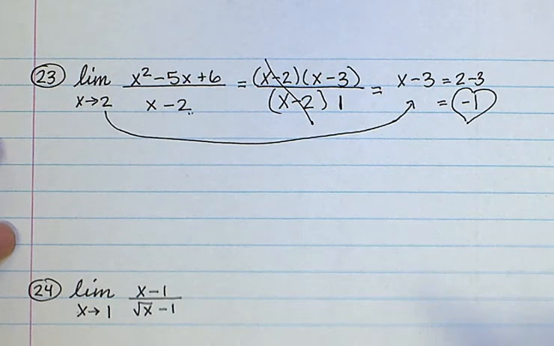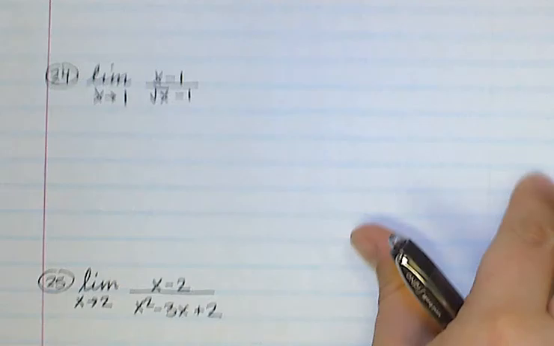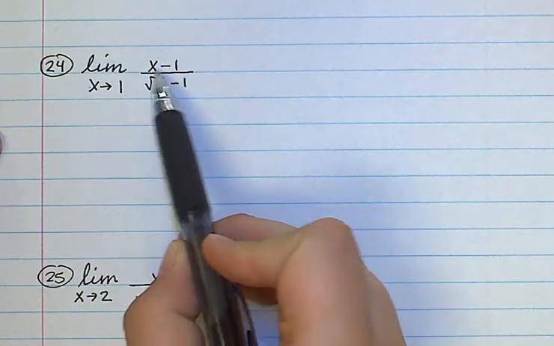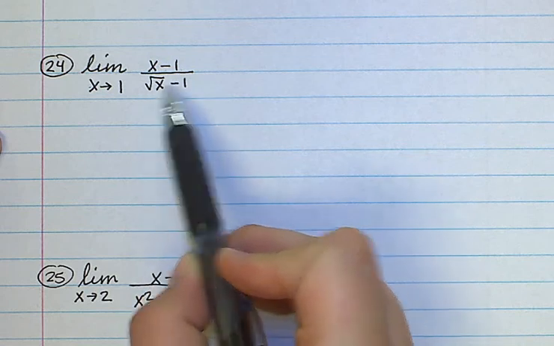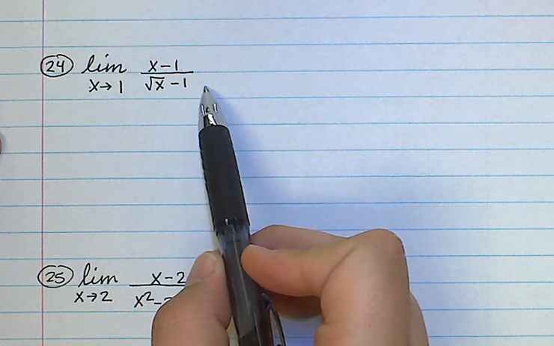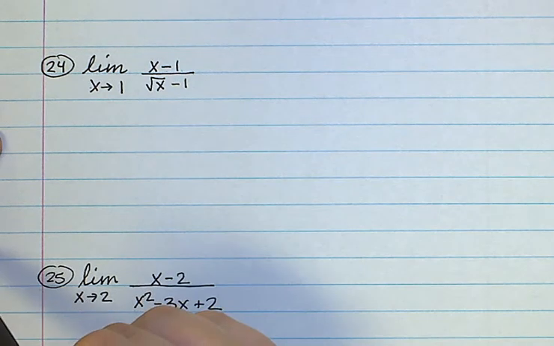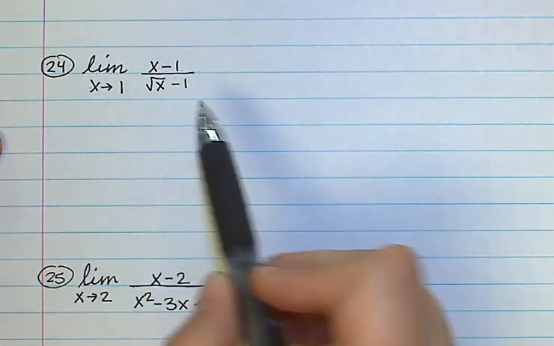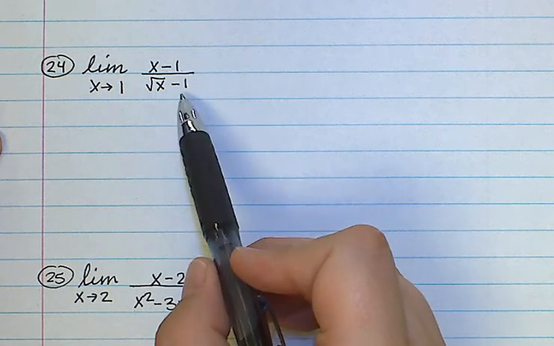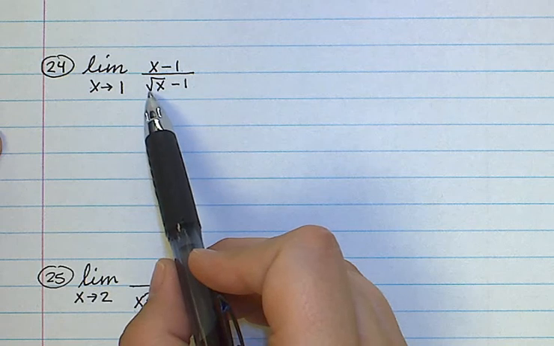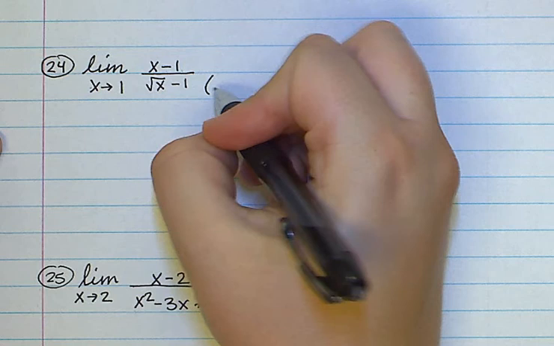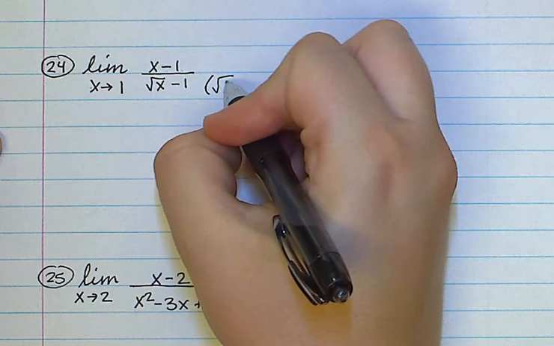Let's try number 24. So if I were to try direct substitution, I would have 1 minus 1 equals 0, and 1 minus 1 equals 0. 0 over 0 would be indeterminate form, so direct substitution does not work here. I can either try factoring, but there's no x squared, or I can try rationalizing, which makes sense because there's a square root. So to get rid of the square root, I have to multiply by another square root.